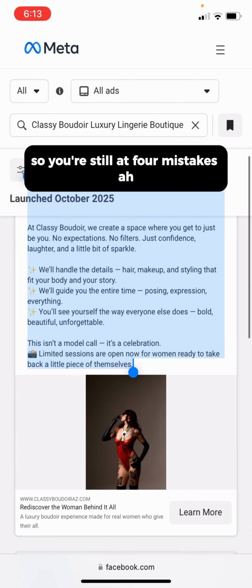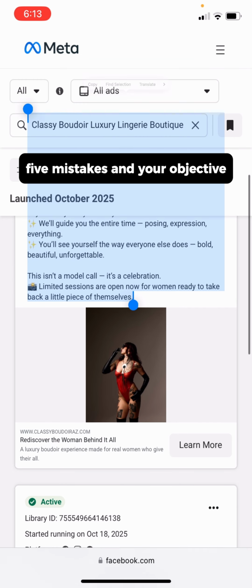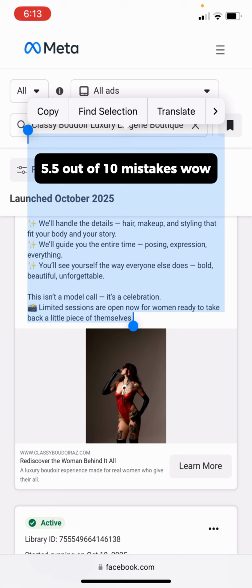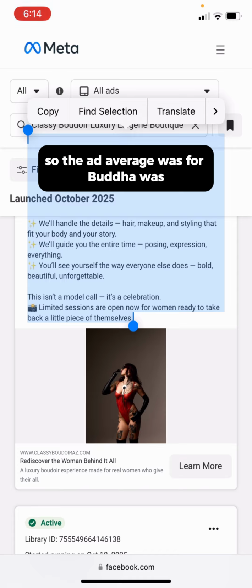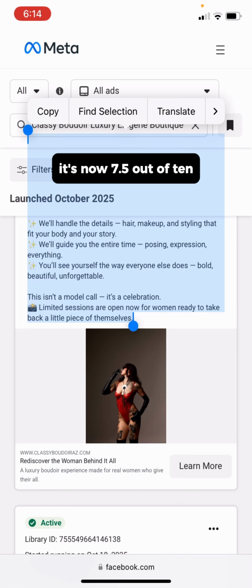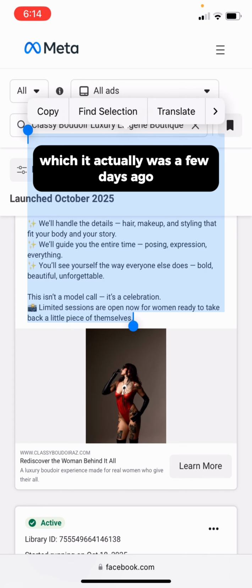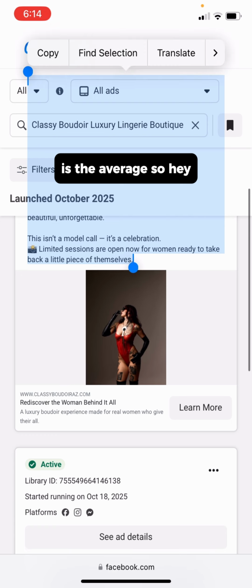Okay, so you're still at 4 mistakes. You got stuff below the ad though, 5 mistakes. And your objective, we don't know, I'll give you half a mistake for that. 5.5 out of 10 mistakes. Wow, the lady I just did before you, she was 5.5 out of 10 as well. Okay, so the ad average for Boudoir was previously 8 out of 10 mistakes. So you guys are doing much better than that. But since I've had two 5.5s back to back, we gotta bring that average down. It's now 7.5 out of 10, which it actually was a few days ago. So we're back down to 7.5 out of 10 mistakes as the average. So hey, you're doing a lot better than average. Really good.